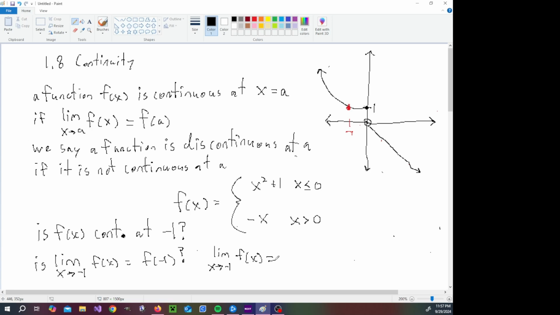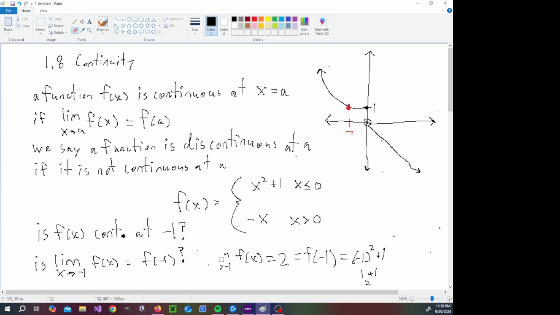I'm kind of already pretending it is continuous to make this claim, but we can see graphically that it is. So the limit as x goes to negative 1 of f of x is going to be 2, the same value as plugging in negative 1 into that function, right? Negative 1 squared plus 1. So 1 plus 1, 2. Great.